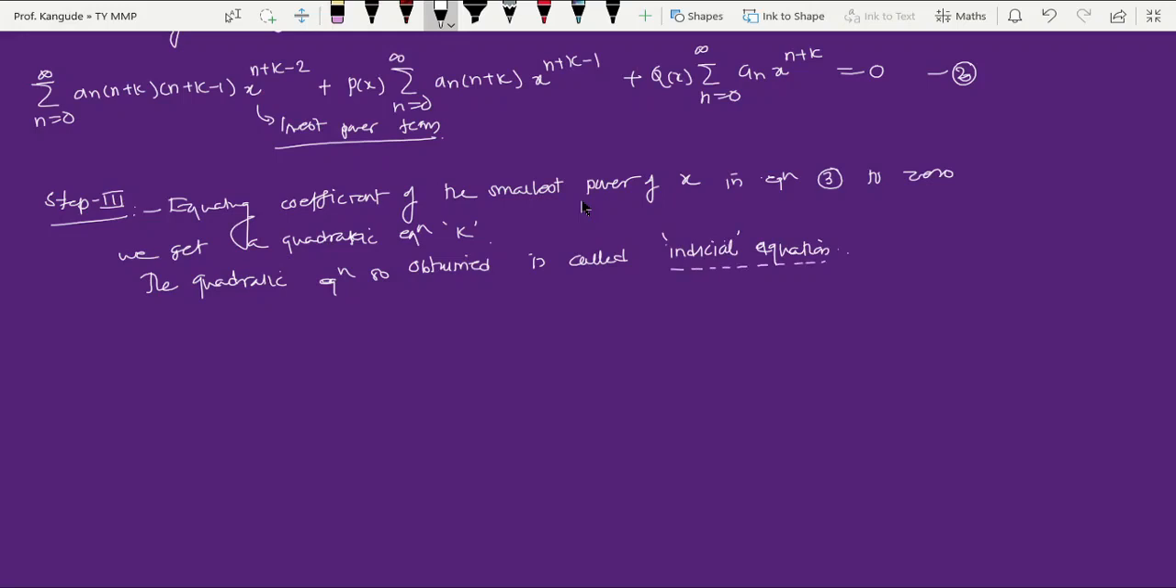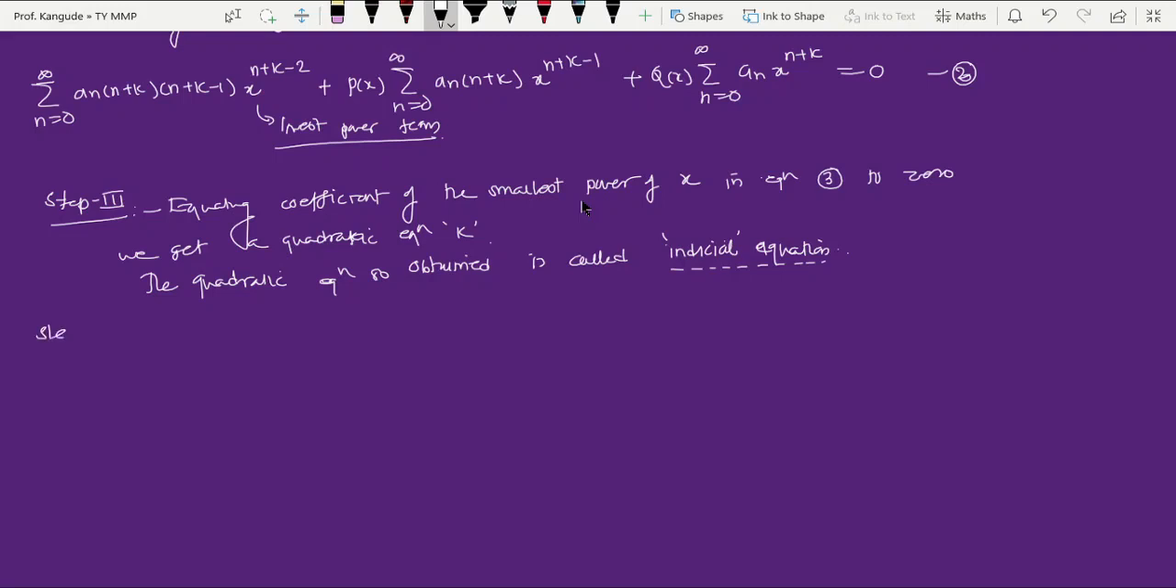And now this plays a very vital role. Whether these solutions are identical or equal or something different will be decided by the roots of that particular equation, indicial equation. Therefore from equation 3 what we have obtained above, equate the coefficient of the lowest power of x equal to 0, we get a quadratic equation in k, and solving this equation we get some roots, and those roots decide a lot of things. So what are these? That will be seen in the next few steps. So that is indicial equation, remember.